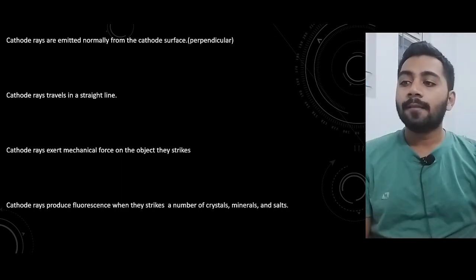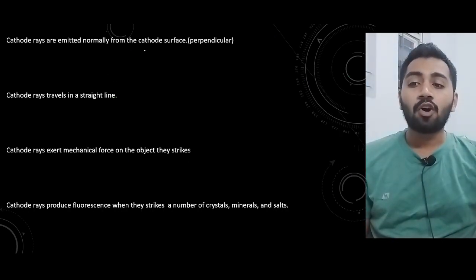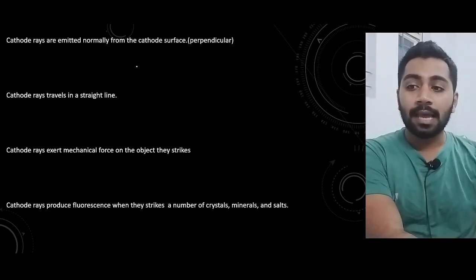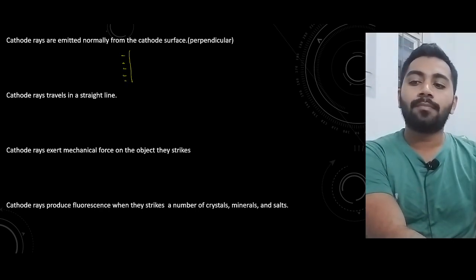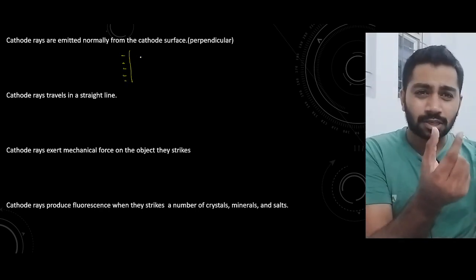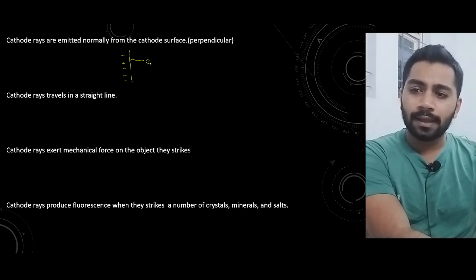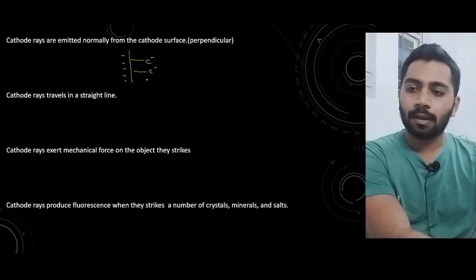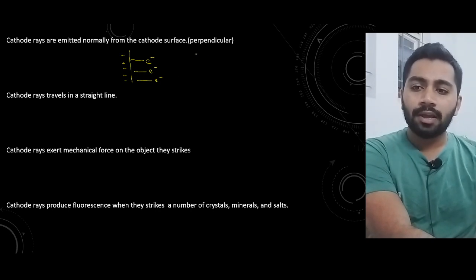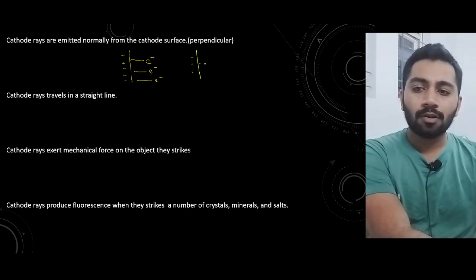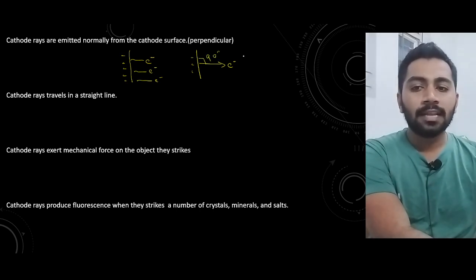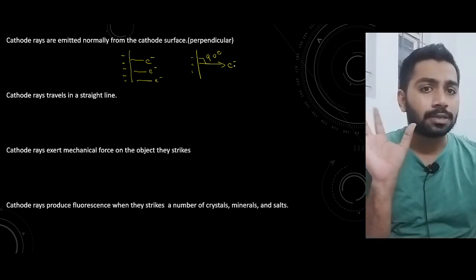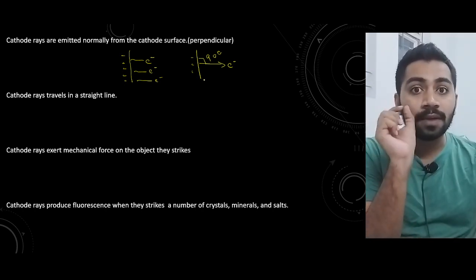Concept is clear. Now, first property: cathode rays are emitted normally to the cathode surface. If it is your cathode, the rays, which means the stream of electrons, come out like this, perpendicular, 90 degrees. In physics, for perpendicular we say normal. Very simple. Each and every property is very important.